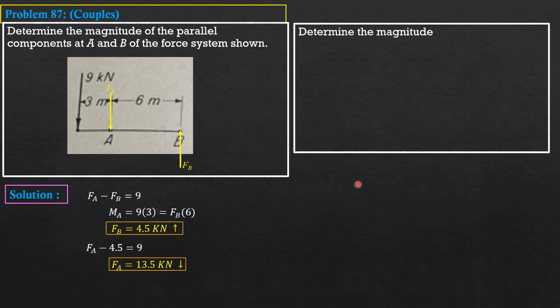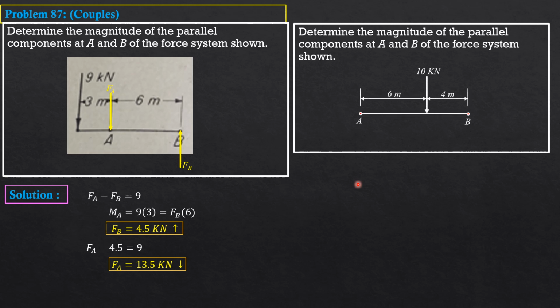Then for your part, determine the magnitude of the parallel components at A and B of the force system shown and show that these are the answers. FA equals 4 kilonewtons downward and FB is 6 kilonewtons downward.